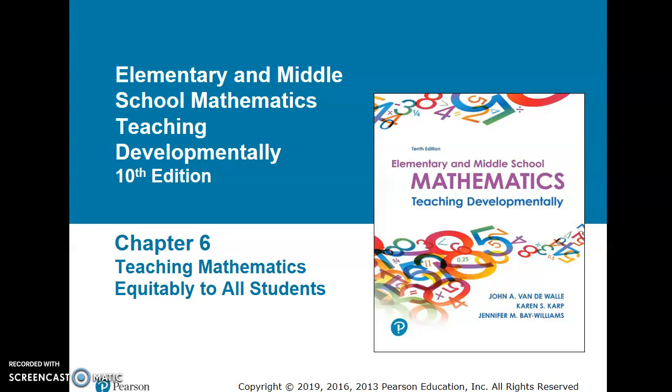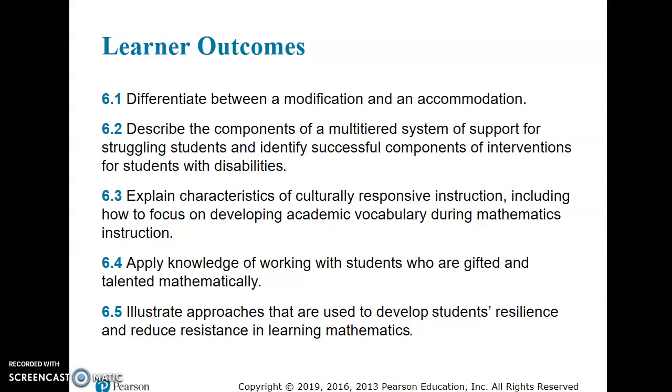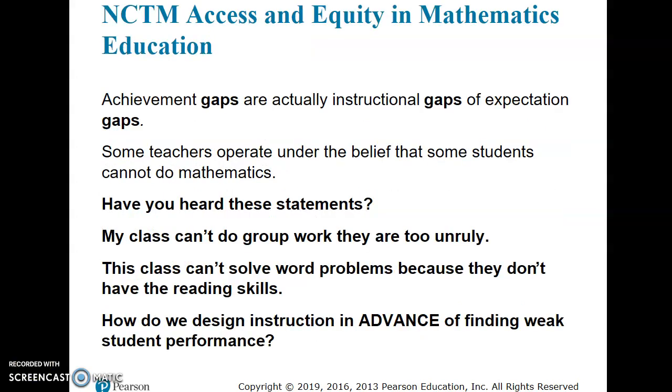Teaching mathematics equitably to all students. We should hold the expectation that all children can reach mathematical proficiency and that high-level performances must be attained regardless of race, ethnicity, gender, socioeconomic status, or linguistic background, including students with special needs and gifted students. Operating under the belief that some students can't do mathematics ensures that they won't have ample opportunity to prove otherwise.